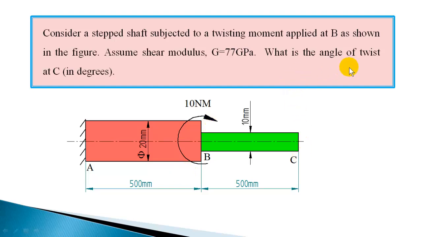Now you have to find out the angular twist at C. Angular twist at C is angular twist in the section AB plus angular twist in the section BC. So angular twist at BC is 0 because there is no torque in the section BC. Only you have to find out the angular twist in the section AB, which will give the angle of twist at C.